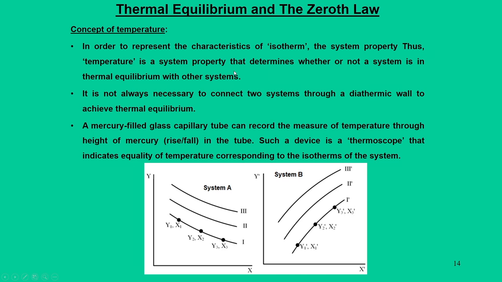Now, we gave the concept of temperature or thermal equilibrium through this diathermic wall, but it is not always necessary that you should use the diathermic wall. So, what we see is that we use some kind of mercury or some kind of liquid which can bear the properties of this diathermic wall and which can measure or record the temperature change while it is in equilibrium with its own surroundings. Such a device we call a thermoscope, or many times we interpret them as thermometers. Ultimately, what it indicates is the equality of temperatures corresponding to one particular isotherm of the systems.